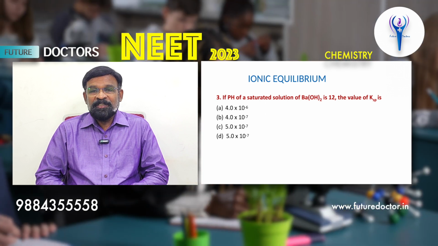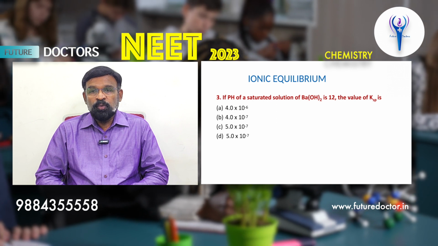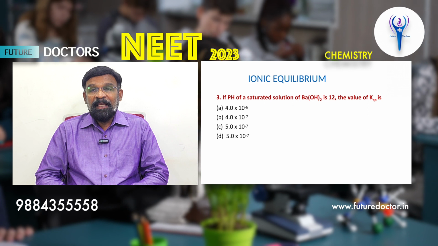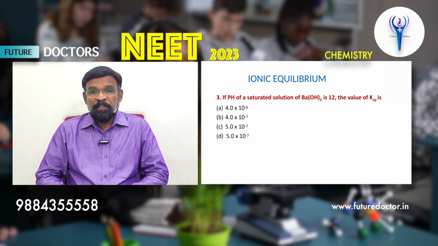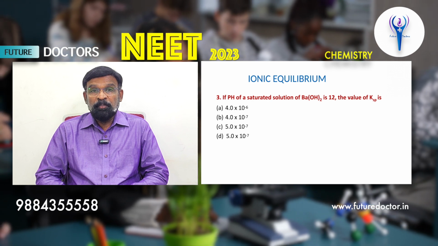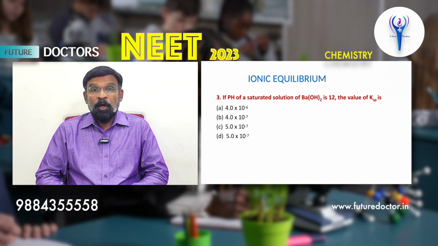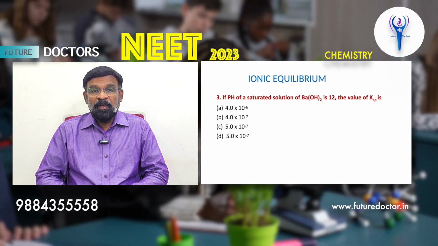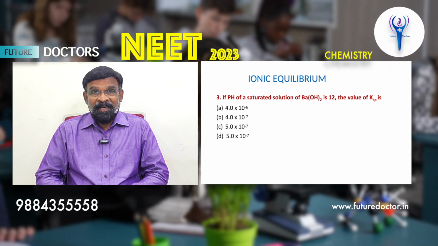If the pH of a standard solution of Ba(OH)2 is 12, the value of Ksp is: option A, 4.0 into 10 to the power of minus 6; option B, 4.0 into 10 to the power of minus 7; option C, 5.0 into 10 to the power of minus 7; option D, 5.0 into 10 to the power of minus 7.